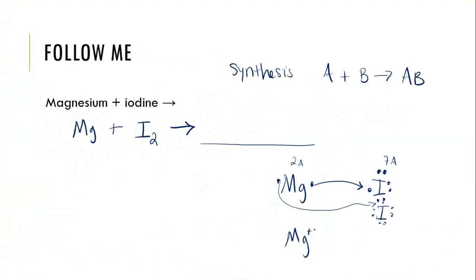Or some of you did charges. Magnesium would have a +2 charge, and I would have a -1. They have to add up to 0. That adds up to +2. I need 2 -1s to cancel out the +2. Either way you do it, I come up with the final answer of MgI2.